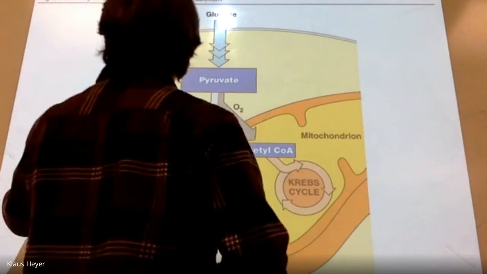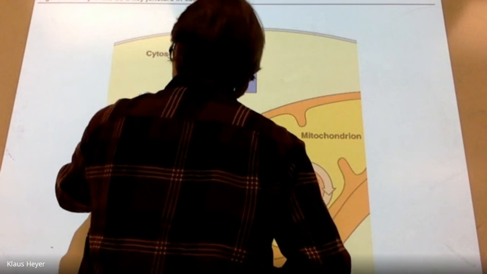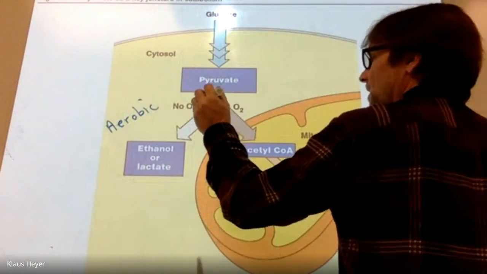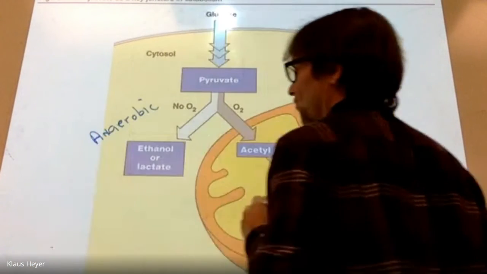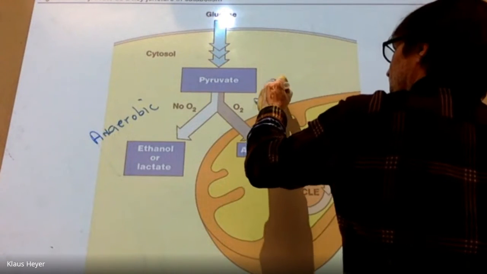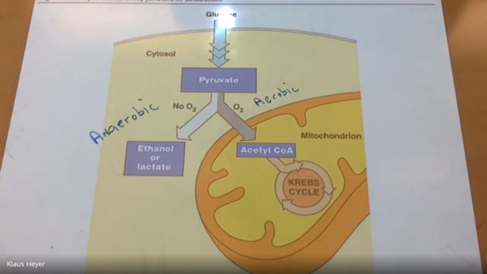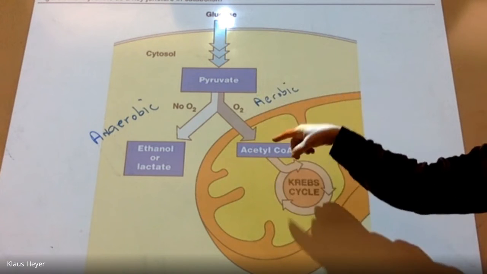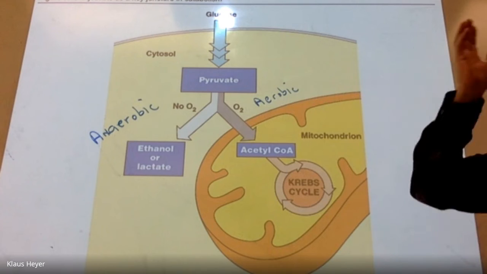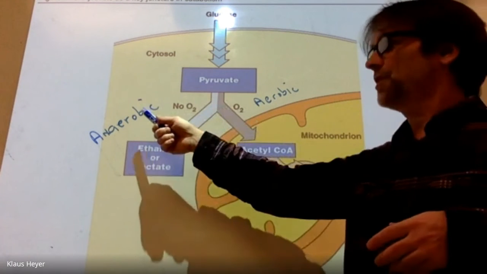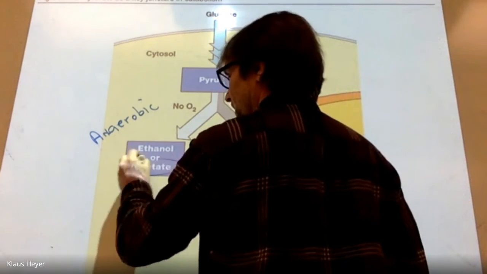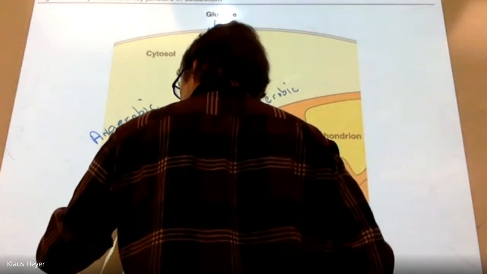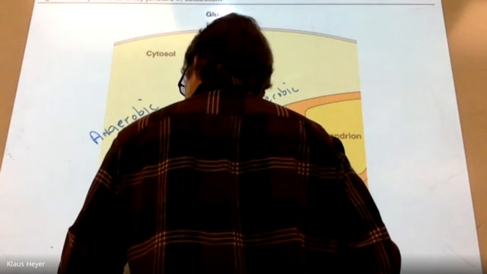So I'm going to write the words here. Aerobic. And this way is anaerobic. And then this way is aerobic. If you have oxygen, we'll continue through, make the acetyl-CoA, Krebs cycle, and go through the whole process. But what if we don't have enough oxygen? Then for us, we start producing lactate, or maybe a more common word is lactic acid.